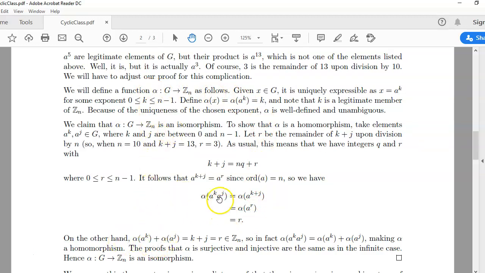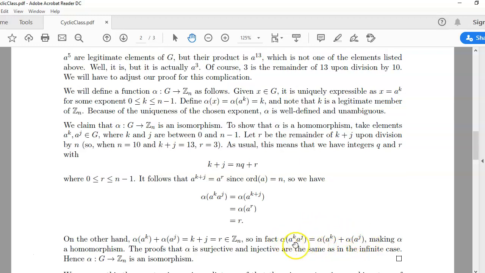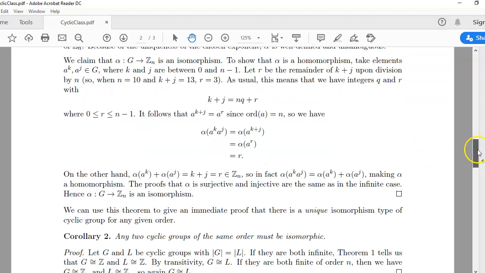On the other hand, that's one side of the homomorphism equation. The other half is, what's alpha of a to the k plus alpha of a to the j? Well, that's a correctly chosen exponent, so it's k. That was correctly chosen, so it's j, so it's k plus j. But we're in Z mod n, and in Z mod n, k plus j is equal to nq plus r, but n is 0, so you get r back, and that's exactly this. So it is true. Look, there it is. It is true that alpha is a homomorphism, but that's only because we landed in Z mod n this time. The proof that alpha is 1-to-1 and onto is exactly the same as before, and so there you go. Alpha is your isomorphism. Okay?